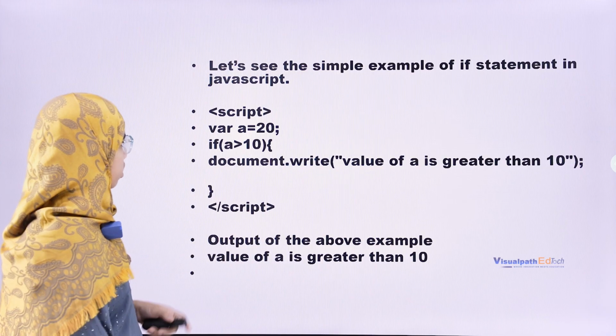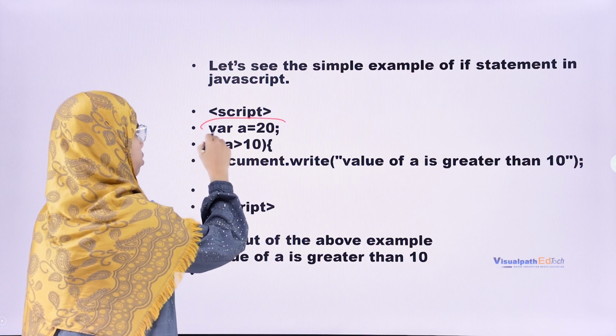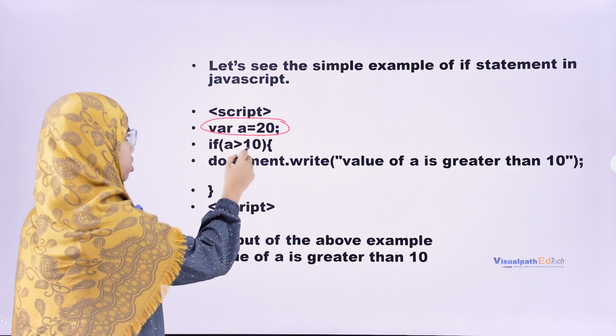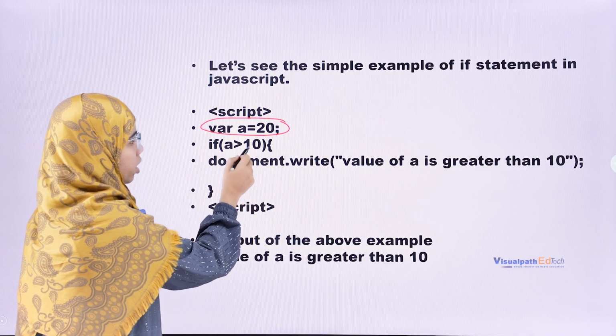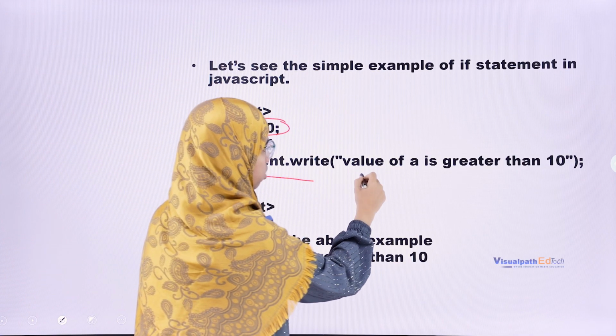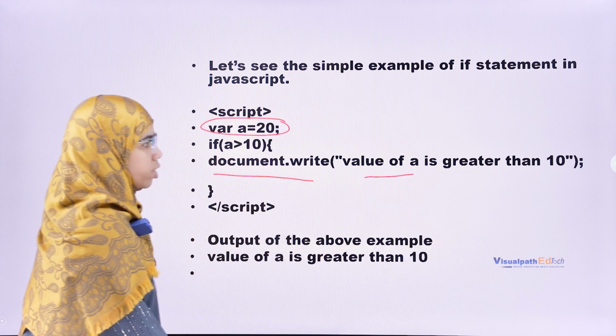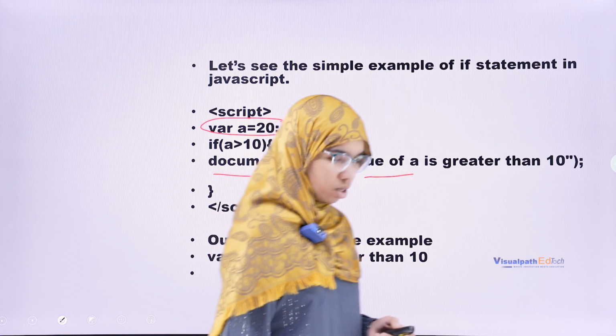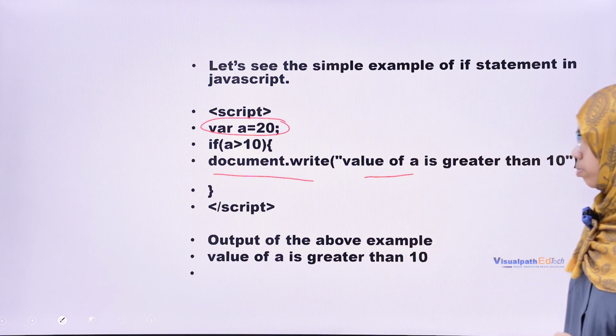So let's see a small example. Initially, our variable value is 20. We are checking if a, which is 20, is greater than 10. Since the condition is satisfied, we are writing the true statement as "value of a is greater than 10". It will be outputted. So that will be the output by using the simple if.